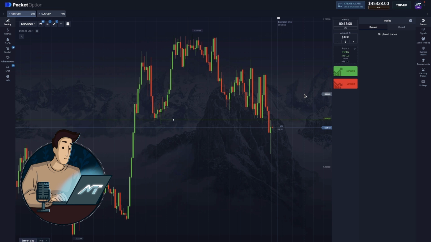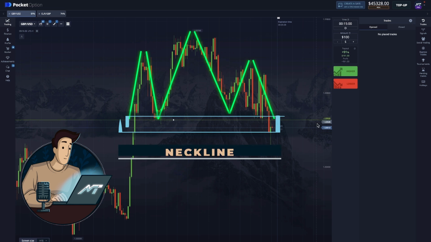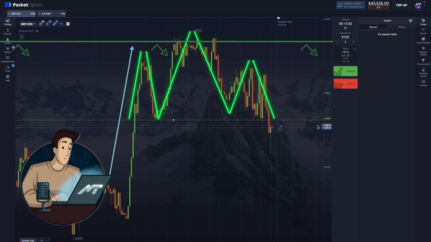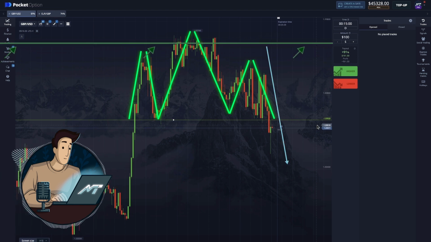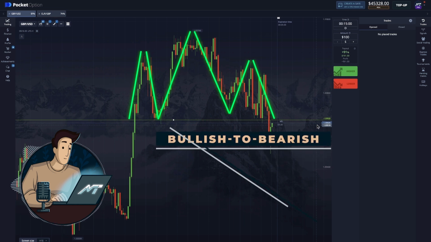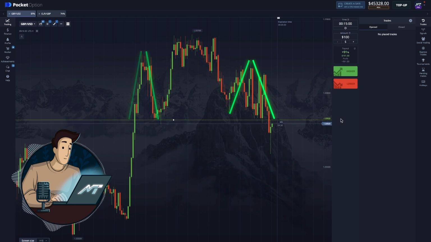There are 3 peaks, a larger one in the middle, and 2 smaller ones that surround it. And they all share a common level of support, as you can see here. The support level is often called a neckline. And what this pattern predicts is that the price that was going up until this point starts going down. Of course, if the market is not disrupted by any news. So to put it in other words, it's a bullish to bearish trend reversal pattern, meaning that it predicts a downtrend when the market's trading in an uptrend.